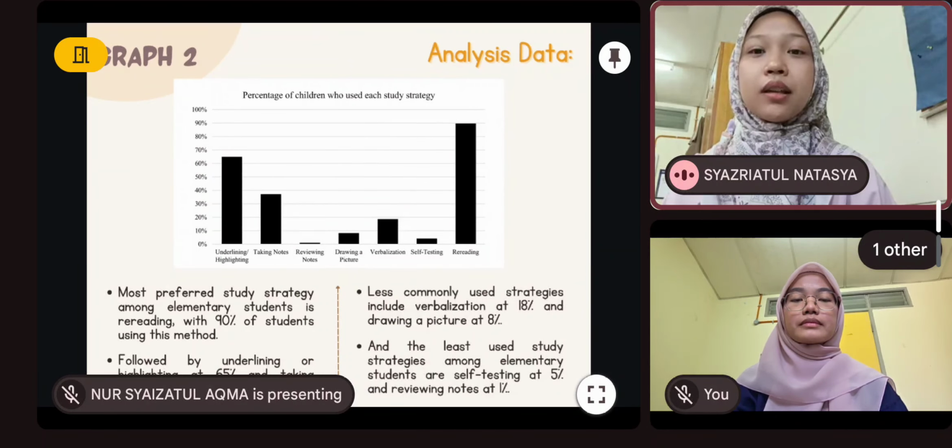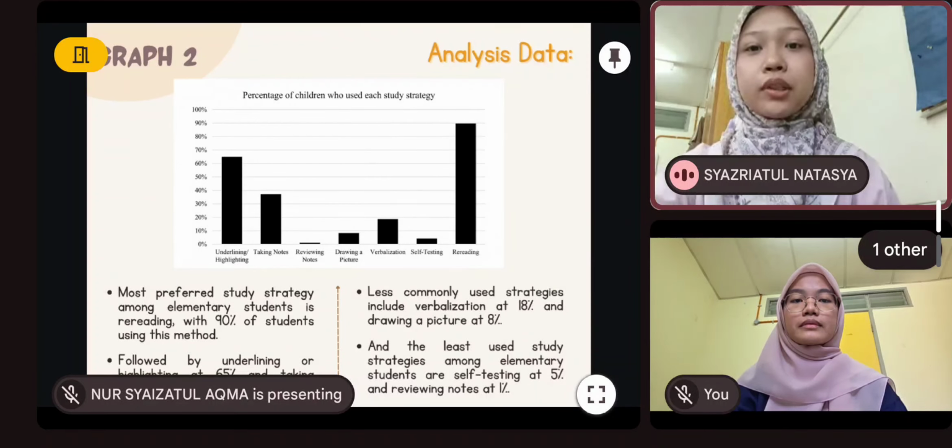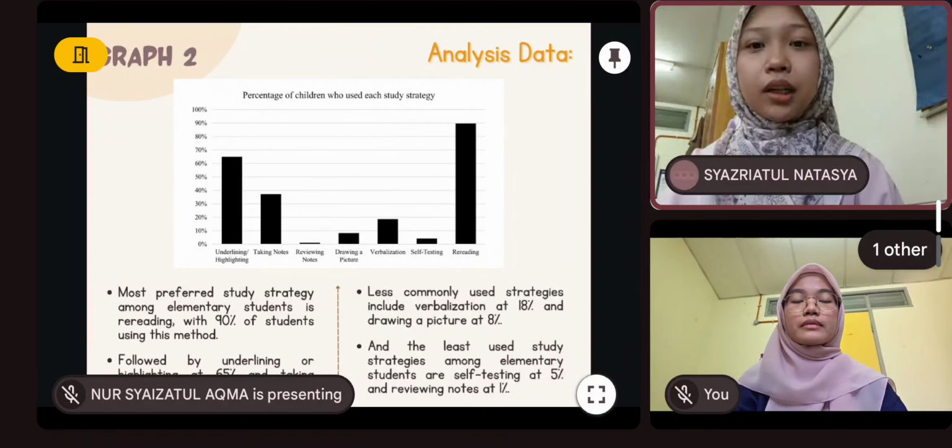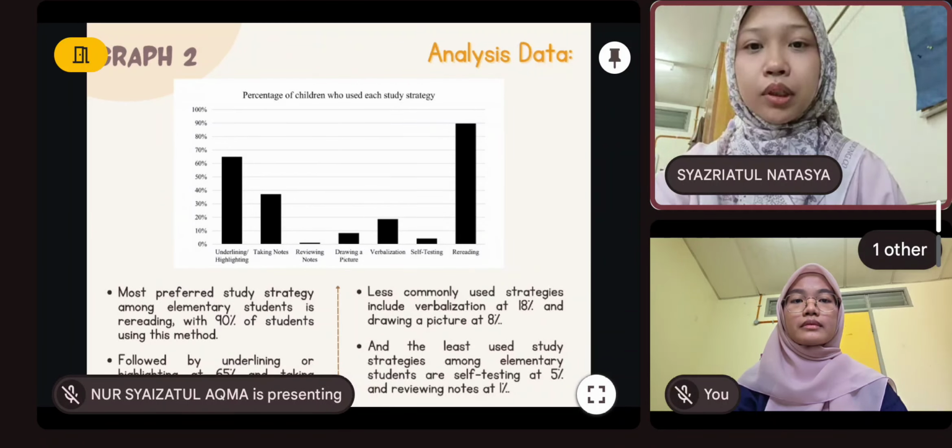Okay, for the data analysis, based on the percentage, most preferred study strategies among elementary students is reading, with 19% of students using this method, followed by underlining or highlighting at 65%, and taking notes by 37.